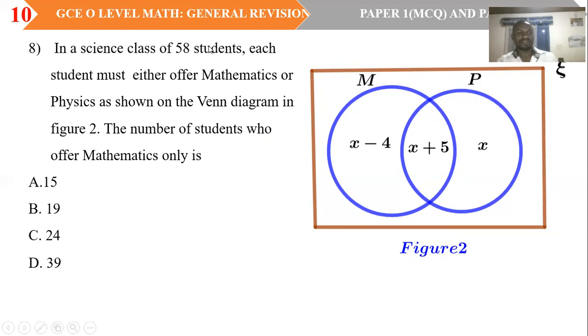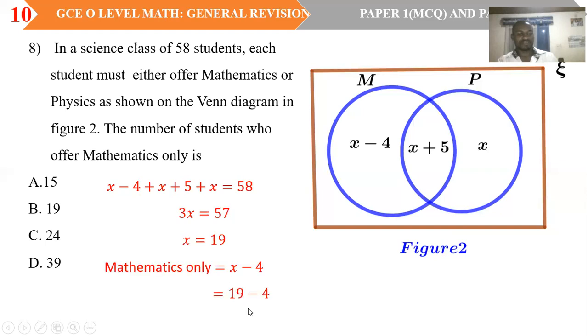And knowing that there are 58 students in class, the union of all these regions must give 58. And to do that, we need to add up all the students in each of these regions equal to 58. When that is done, it simplifies and gives us x equals 19. Now, since x is equal to 19, those who offer mathematics only will be given by x minus 4. And what is x? 19, which simplifies to 15. Answer A.